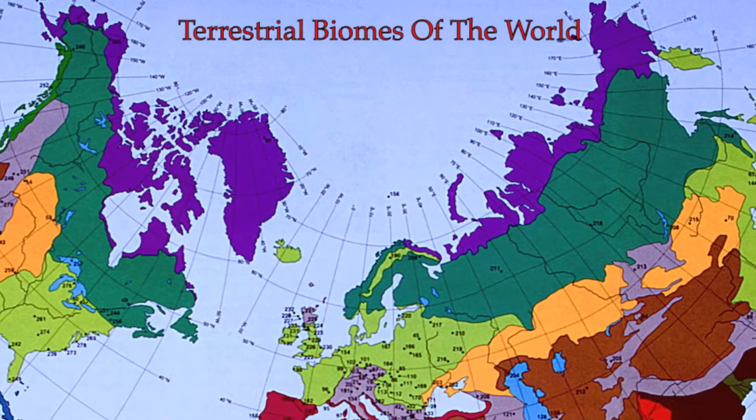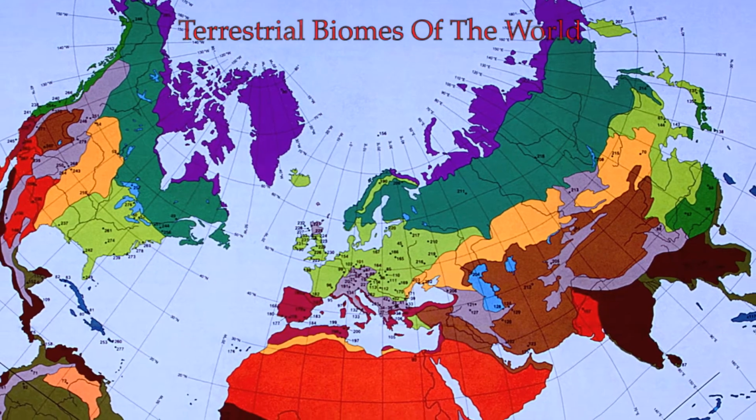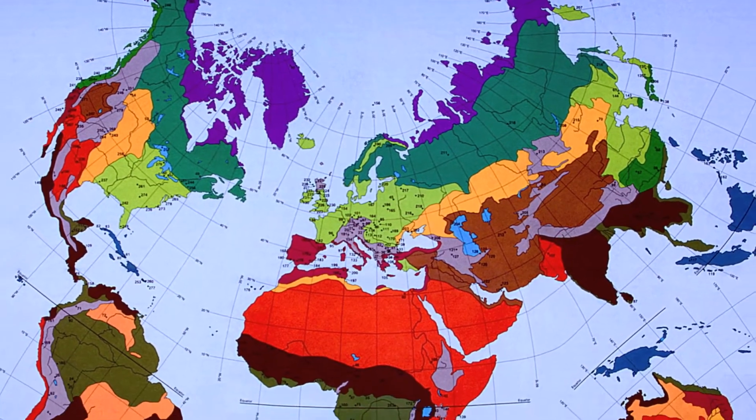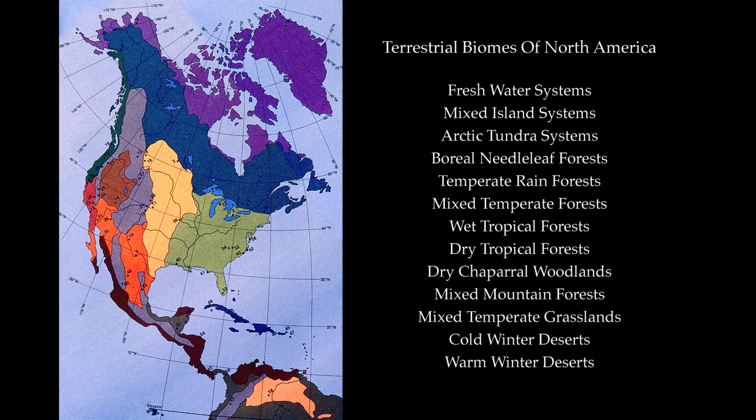These are the land-based terrestrial biomes of the world. There are 14 basic global terrestrial biomes, and North America hosts 13 of these large vegetational habitat types. Tropical savannas, however, are absent. Here are the locations of the North American terrestrial biomes.